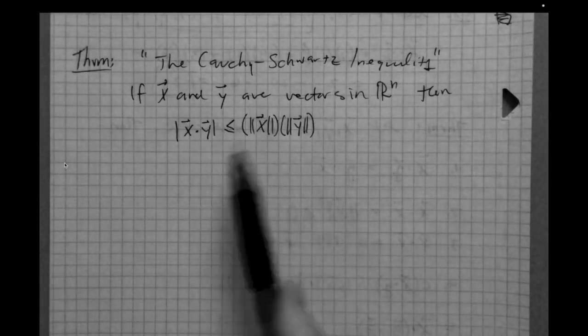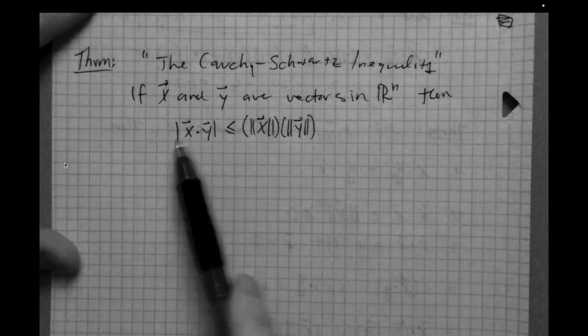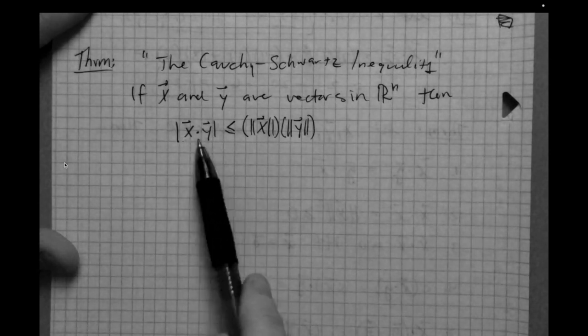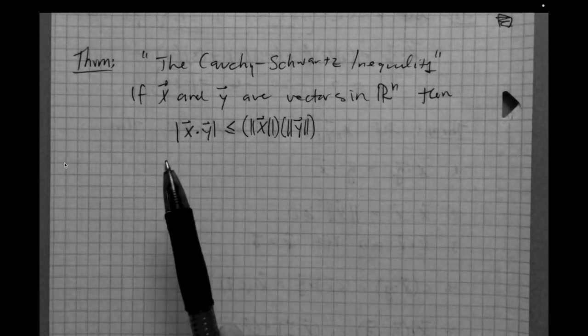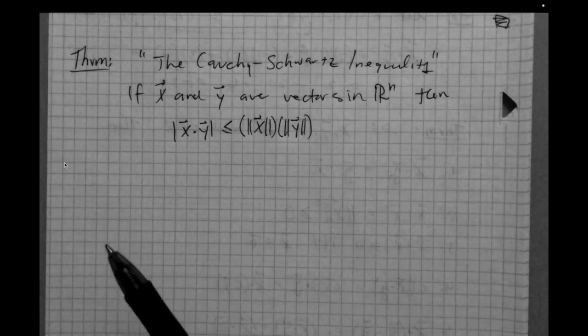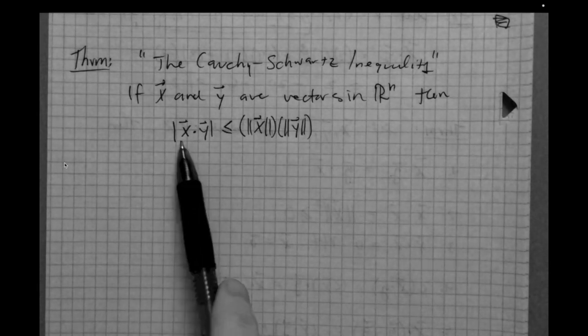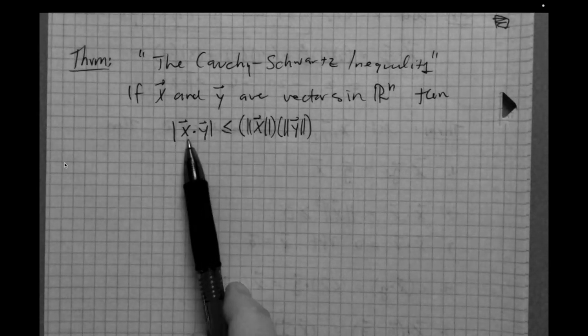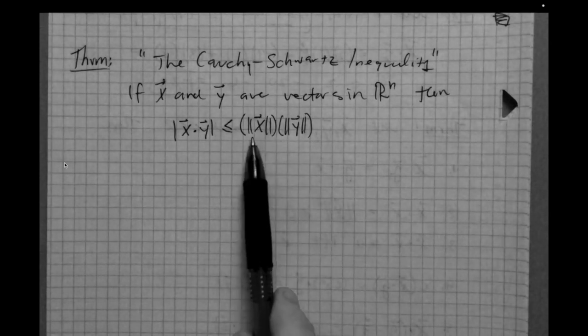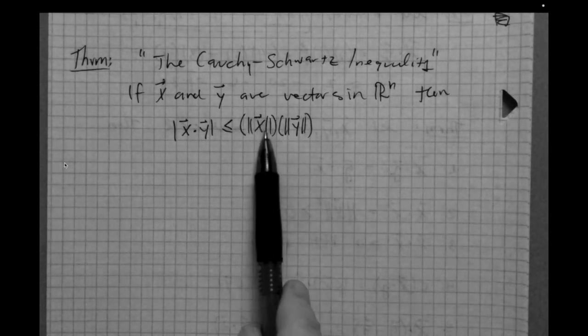So careful with the notation here. Over here you've got single bars. We're talking about an absolute value here, right? So x dot y is going to give you a real number. Could be positive, could be negative. This is the absolute value of that, right? And then over here, this is the norm of x, right?